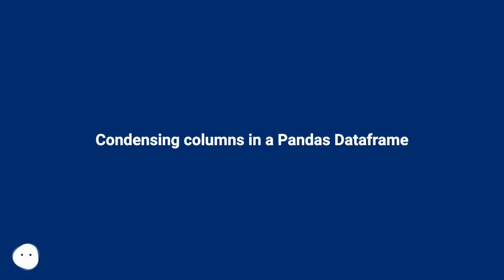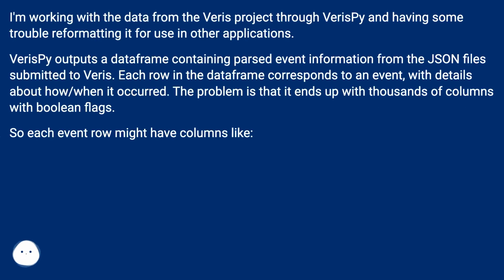Condensing columns in a Pandas DataFrame. I'm working with the data from the VERIS project through Verisby and having some trouble reformatting it for use in other applications. Verisby outputs a data frame containing past event information from the JSON files submitted to VERIS. Each row in the data frame corresponds to an event, with details about how and when it occurred. The problem is that it ends up with thousands of columns with Boolean flags.